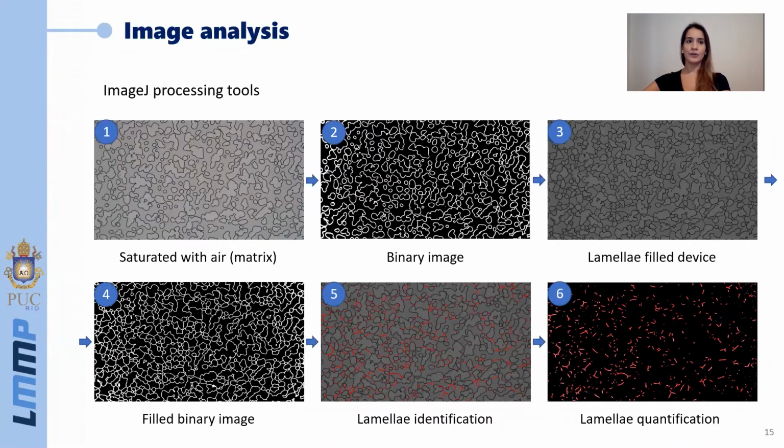To do that, we're going to use an ImageJ processing tool. The first input is an image of the device completely saturated with air. This is our matrix. We're going to use the binary image, only black and white. The second input is an image with the device filled with lamellae. We also use the binary image. When we subtract this image from this one, we can identify the lamellae and quantify. We can see their positions and their velocities.